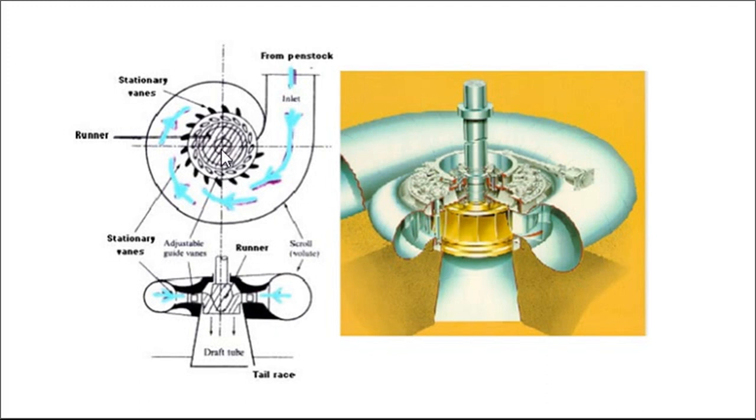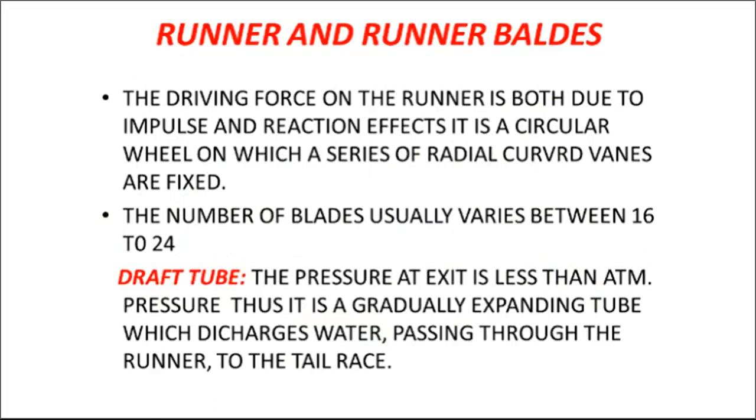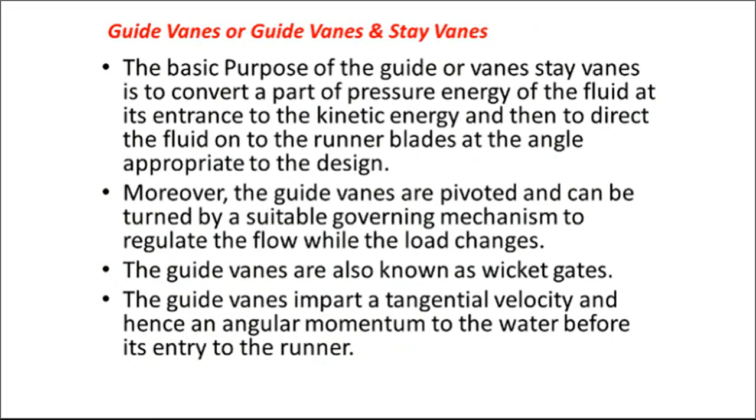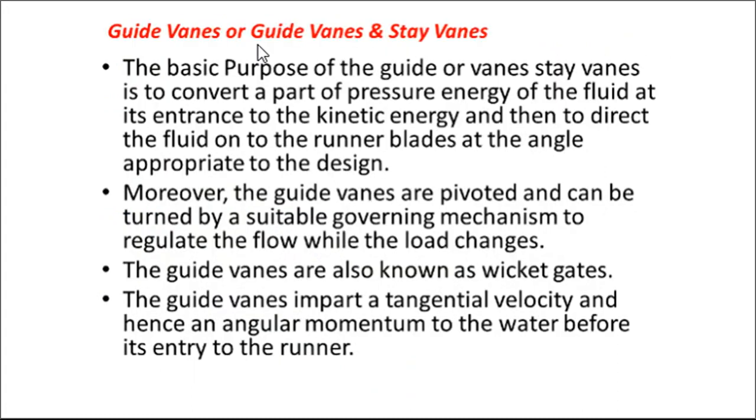And this is the runner. These are stay vanes or stationary vanes. So casing, stationary vane, guide vane and runner. So the first part is what? Casing. It is a closed passage whose cross-sectional area gradually decreases along the flow direction. Then next are the guide vanes and stay vanes.